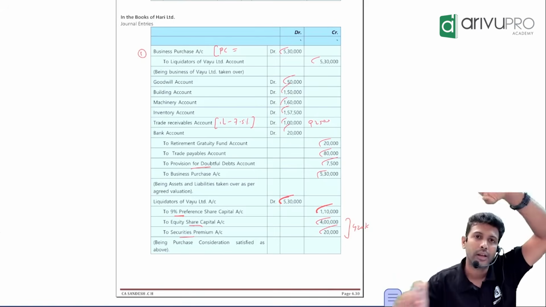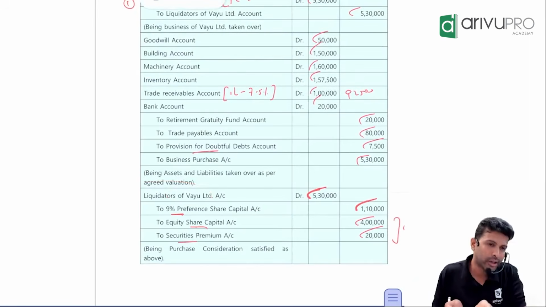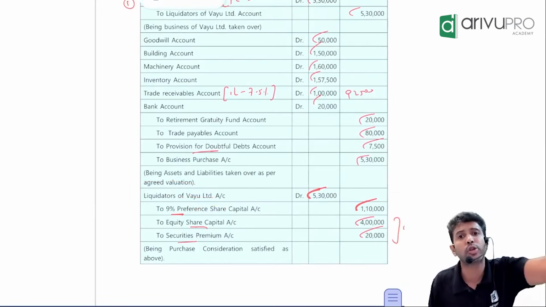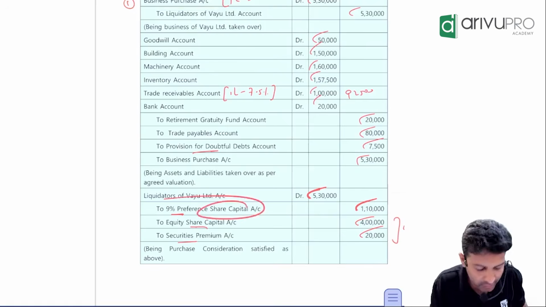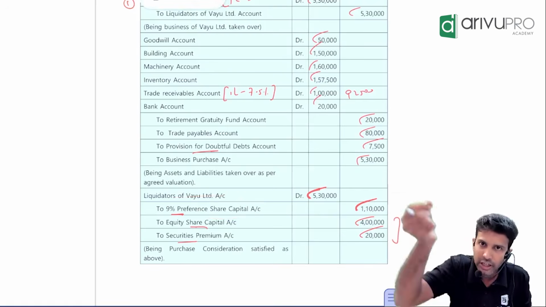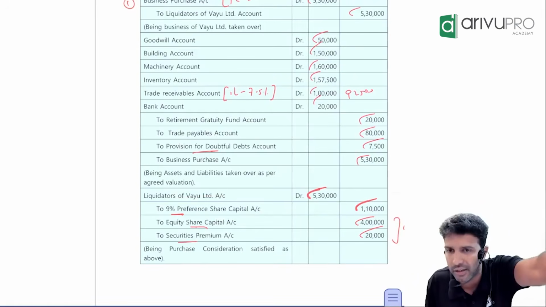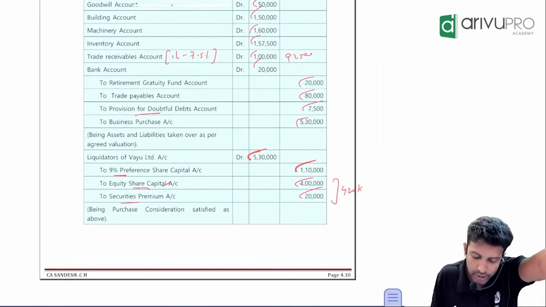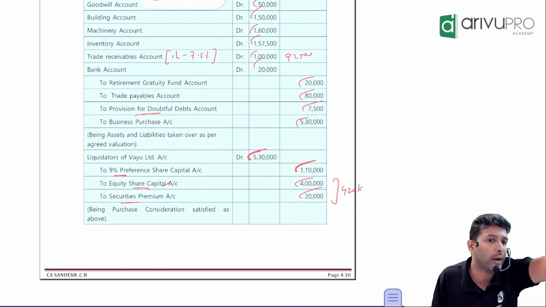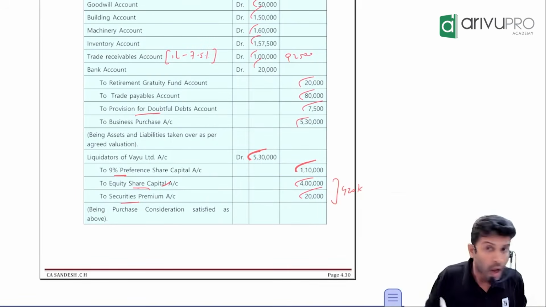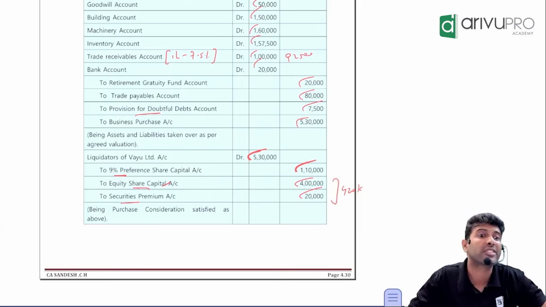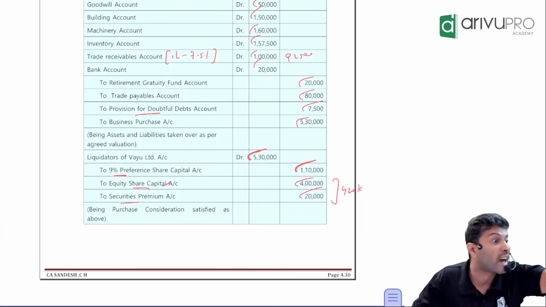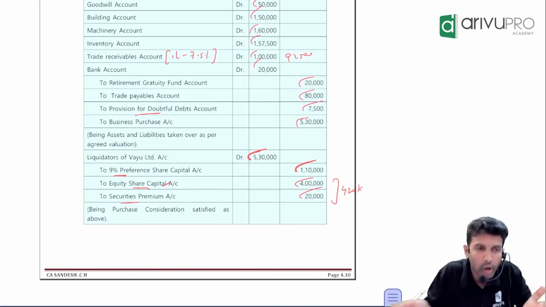So the entry will be: liquidator of the selling company account debit to whatever. If you have paid cash to the liquidator, you will credit cash. If you have issued preference shares, don't write preference shares; credit preference share capital, because for a company issuing preference shares, it is preference share capital. If you have issued equity shares, then you credit equity share capital. But do not forget to bifurcate between face value and premium element. Other than this, you may get some 3 or 4 extra adjustments: amalgamation expense, stock reserve, statutory reserve, mutual owings.